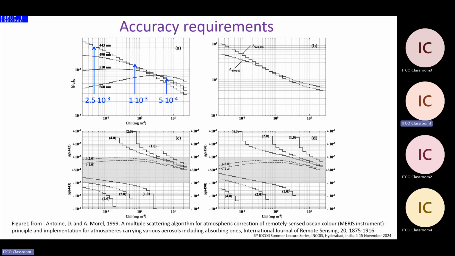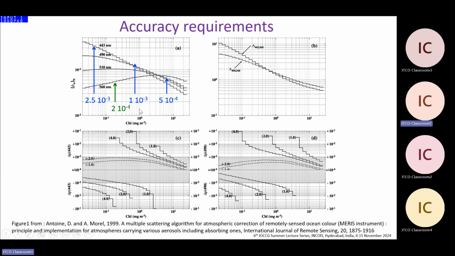Oh, yeah, and these values are just the values of these little steps in terms of reflectance. So as you can see, in the blue, 2.5 times 10 to the power minus 3, it's not much, but if you go here for large chlorophyll concentrations, you can see that in some bands, it's even much lower than that. And 2 times 10 to the power minus 4 is for the band at 560 nanometer.